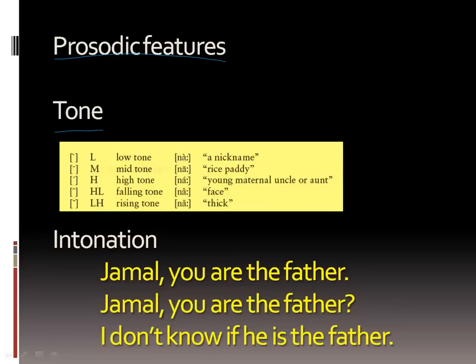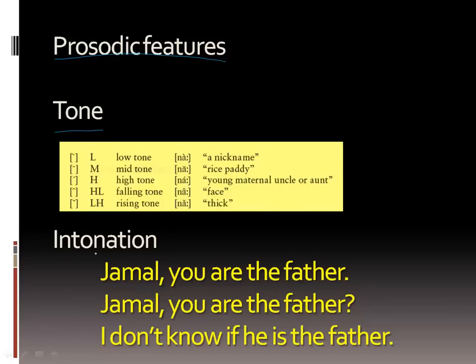So these accent markers, these are diacritics. So low tone, I'm guessing, and it's 2 dots, that means lengthened. So na, I guess, means a nickname. Mid tone, na, it's the pitch, right? Rice paddy, which is very important. You need to be able to make a distinction between the two. High, na, I guess, young maternal uncle or aunt, hugely important. Falling tone, like na, face. Rising tone, na, thick. You need to be able to make a distinction with different tones so that you can be understood in Thai.